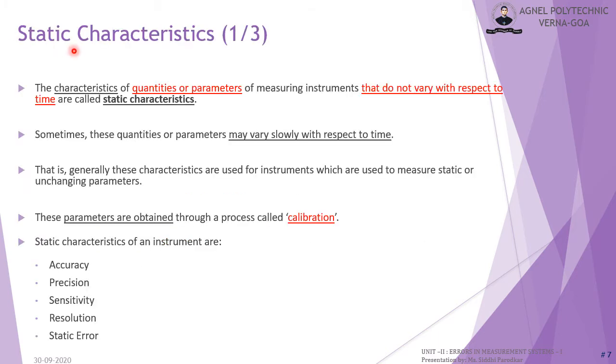Now let us learn about the first type of characteristics, that is static characteristics. The characteristics of parameters of measuring instrument that do not vary with respect to time are known as static characteristics. Sometimes these quantities or parameters may vary slowly with respect to time. These parameters are obtained through the process called as calibration, and the static characteristics of an instrument which we will be studying in this unit are accuracy, precision, sensitivity, resolution, and static error.